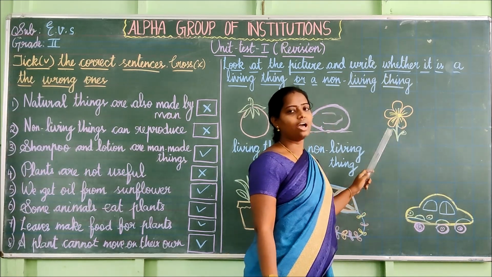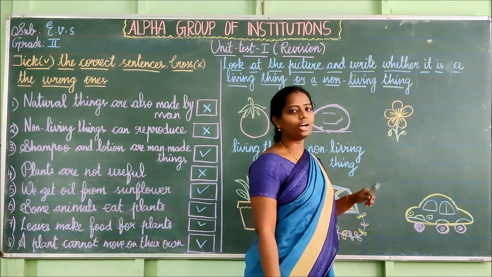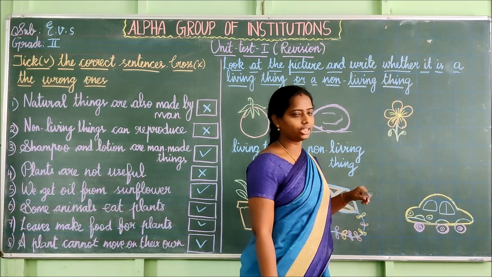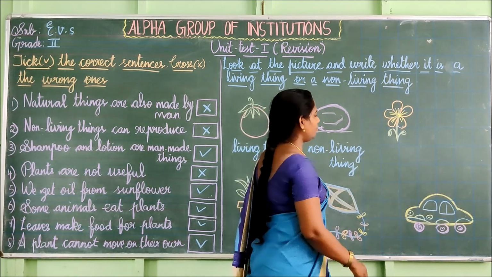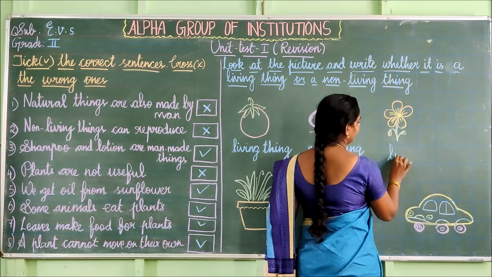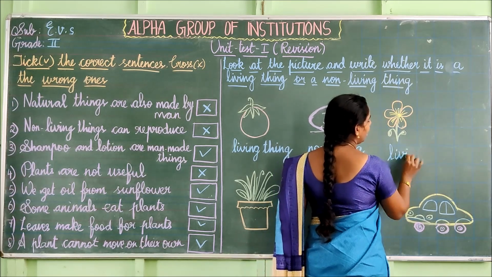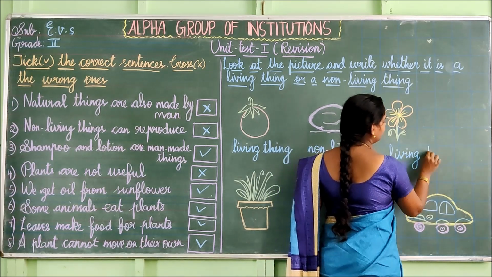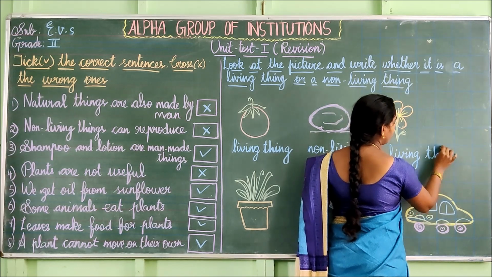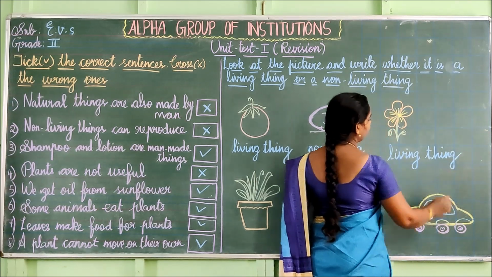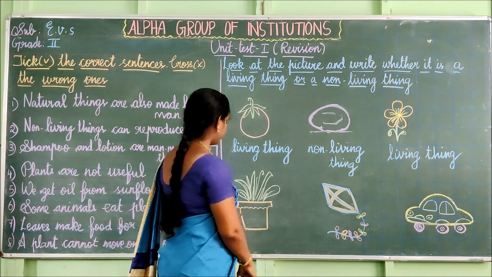Okay. Shall we move to the third picture? What else? It is a flower, isn't it? Flower is a living thing, isn't it? Flower is a living thing. So you have to write living thing here. L-I-V-I-N-G, living thing. T-H-I-N-G, living thing.